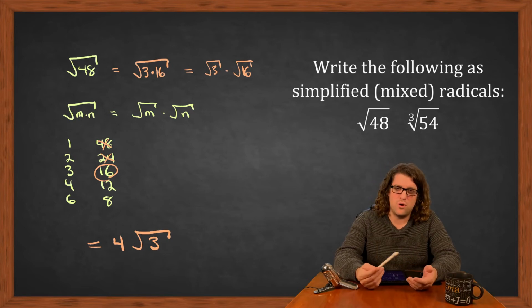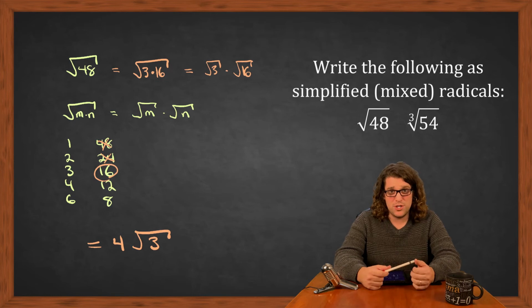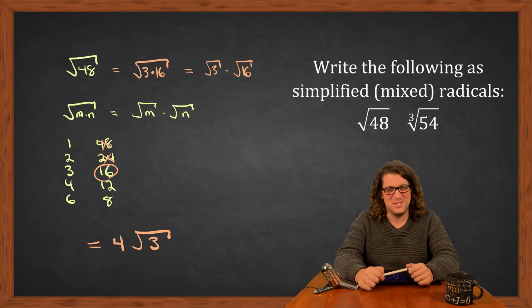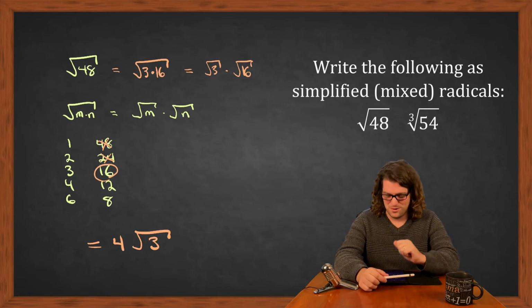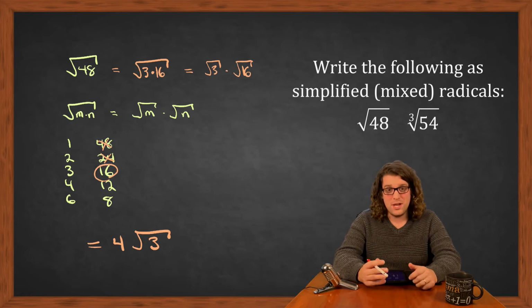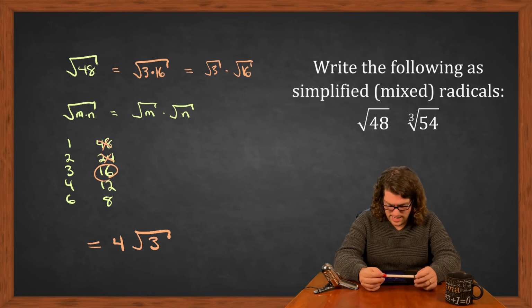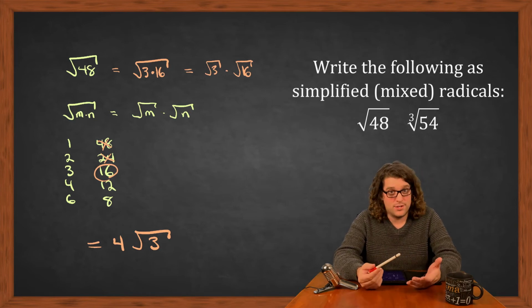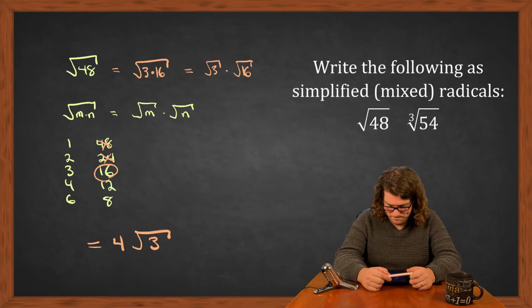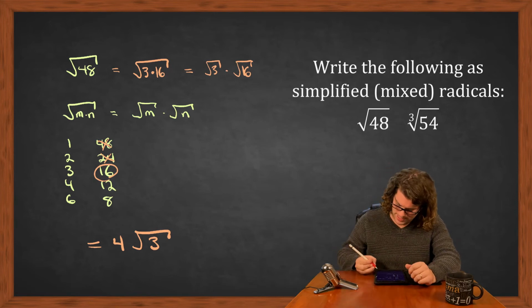The only factors there are 1 and 3, so neither of which is a perfect square. Sorry, I shouldn't say that. 1's a perfect square, but it's not going to change the look of it at all. So 3 is not, so we can't do anything else here. We get 4 root 3. This is the simplified form of this particular radical, and it is a mixed radical, a simplified one. So that is our first example.